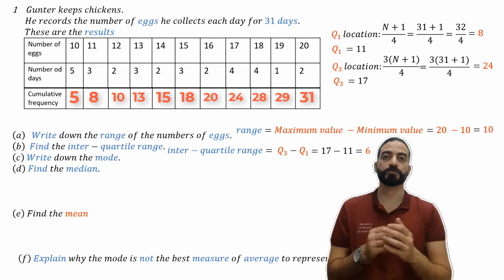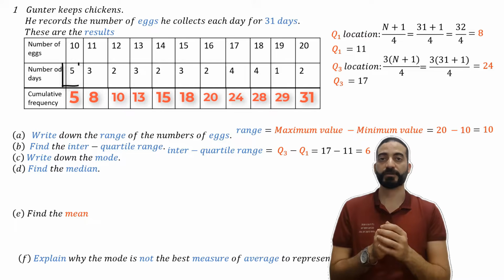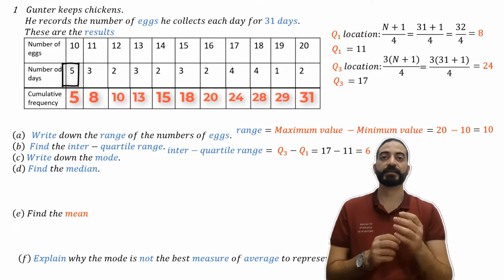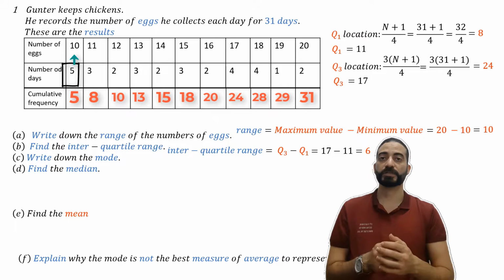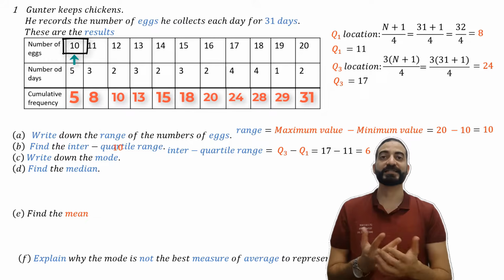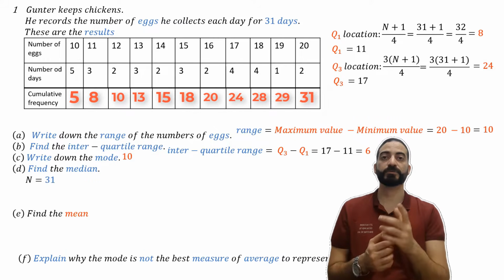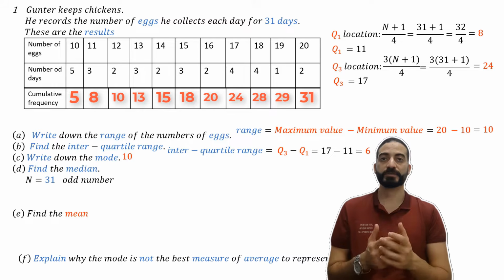Write down the mode. As we note, 5 is the most frequent number of days, but we must take the answer to the value, which is 10. We now move to part D. Find the median. Since n equals 31, an odd number, we must use this rule.